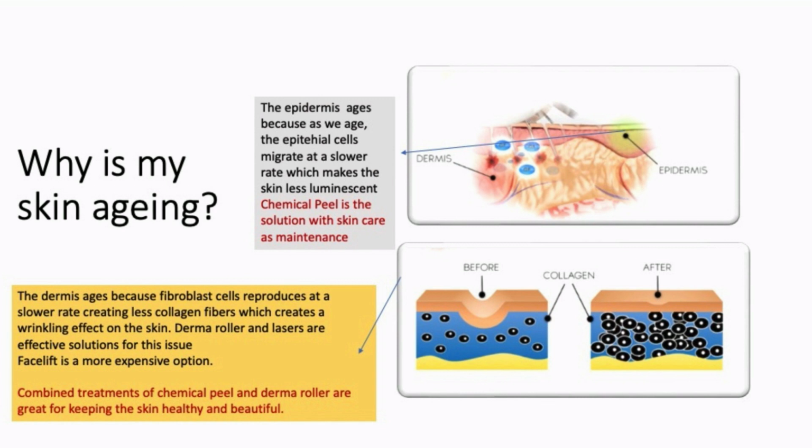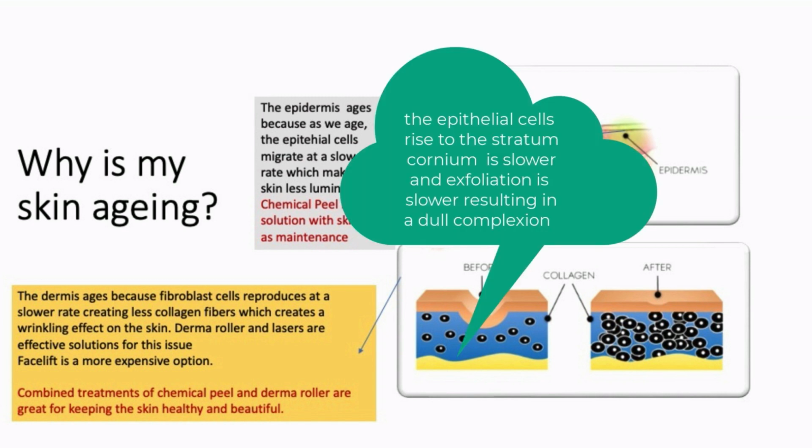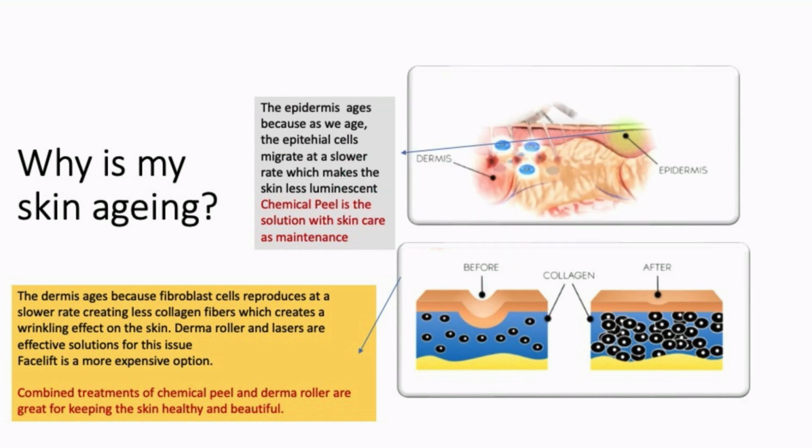How does the skin age? Well, there are multiple factors, but on this slide I'll explain 2 things. First of all, as you age, the epidermis becomes less luminant because the rise of the cells from the basal layer to the stratum corneum is a lot slower, and exfoliation is a lot slower, and this can compromise the outer appearance of the skin. Chemical peel is the solution with skincare as maintenance for this issue of aging.